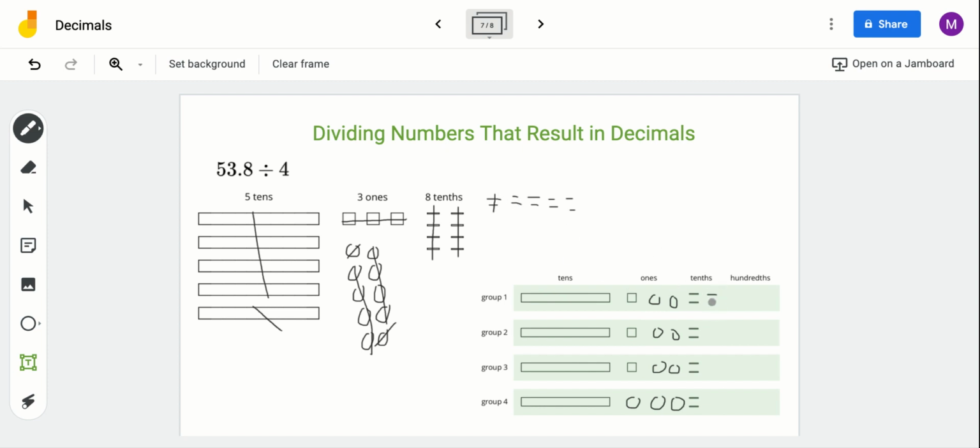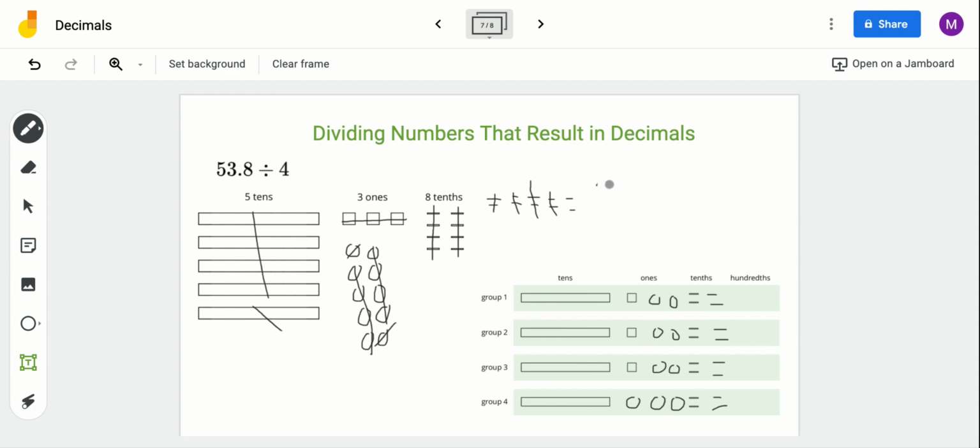2 tenths here, 2 tenths here, 2 tenths here, 2 tenths here, but I still have 2 tenths left. So I'm going to turn those into hundredths.